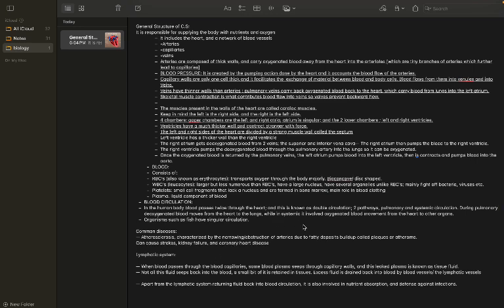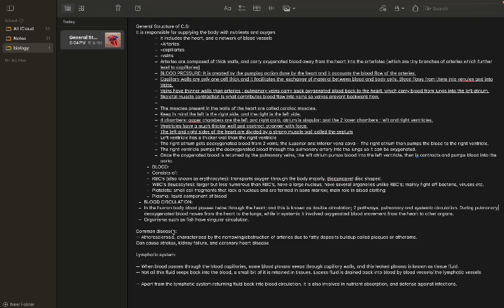So, I'm going to repeat that again. In the pulmonary circulation, deoxygenated blood moves from the heart to the lungs, while in the systemic, the oxygenated blood moves from the heart to other organs. Organisms such as fish have single circulation. So, in general, humans and mammals have double circulation.